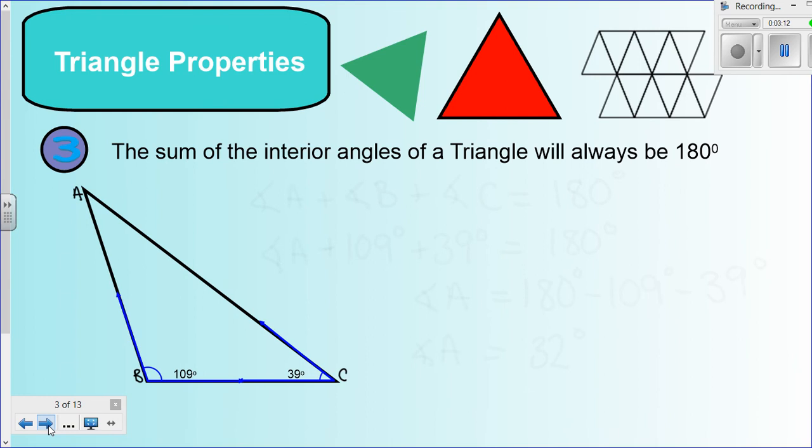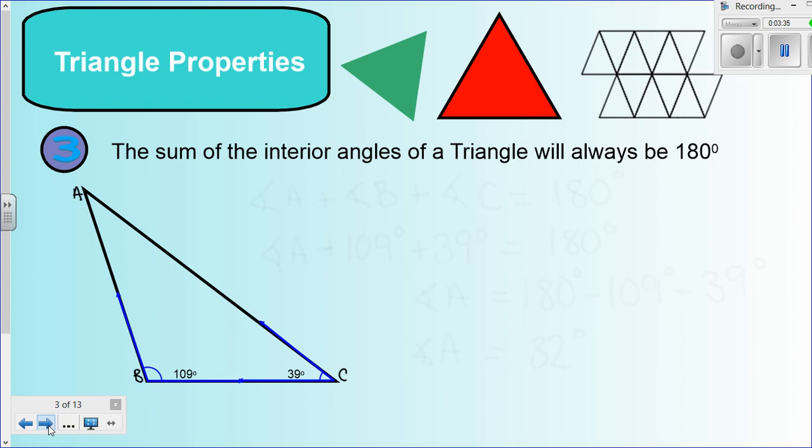The next triangle property, the third triangle property above classifying each triangle, is the sum of the interior angles of a triangle. The sum of the interior angles of a triangle will always be 180 degrees. So in the triangle that you see on your screen, you have angle A, B, and C. Angle B is 109 degrees. Angle C is 39 degrees.